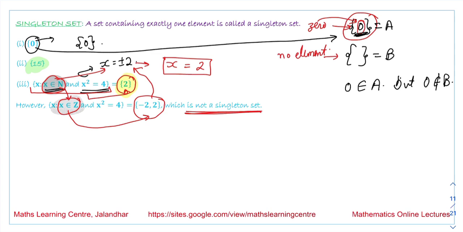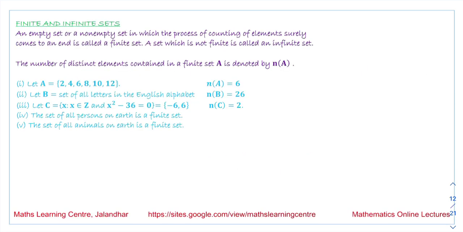The next definitions we have are finite and infinite sets. So first we are talking about the finite set. We have an empty set or a non-empty set in which the process of counting of elements surely comes to an end is called a finite set.